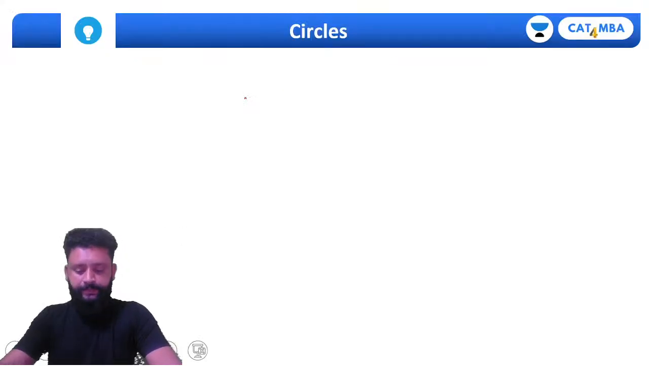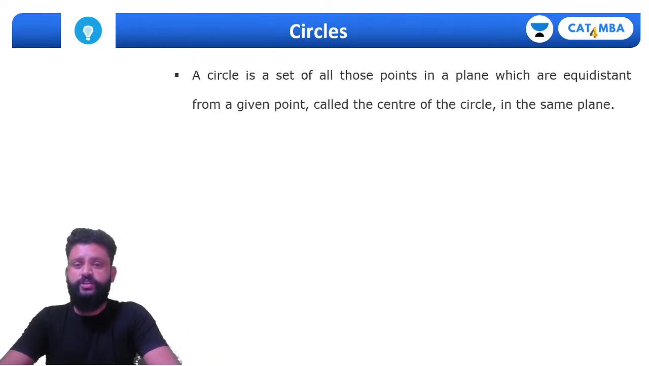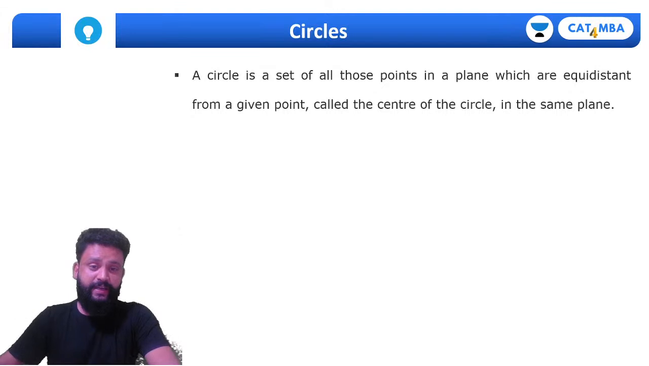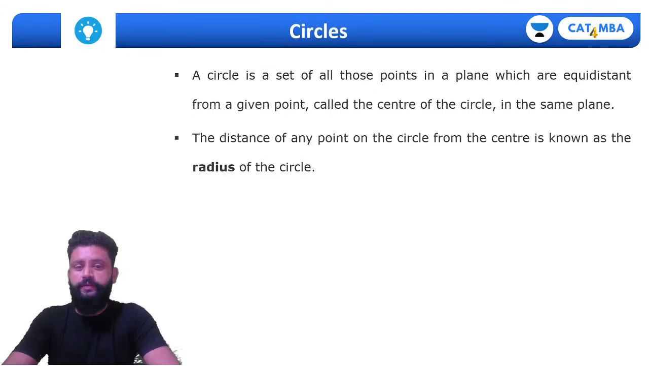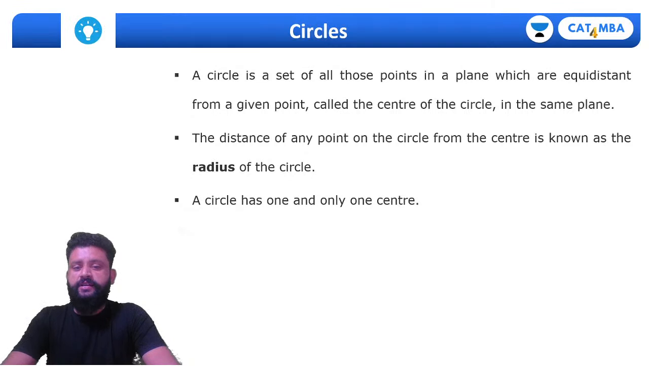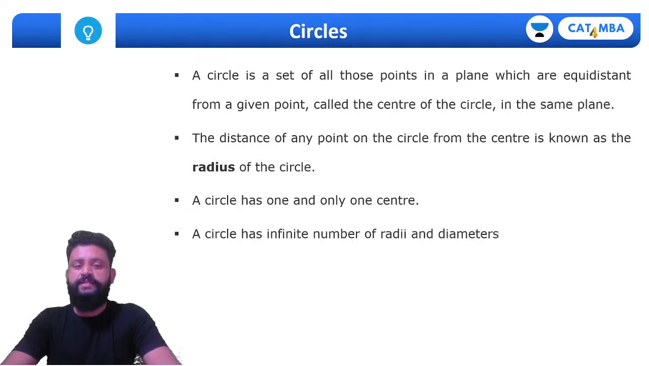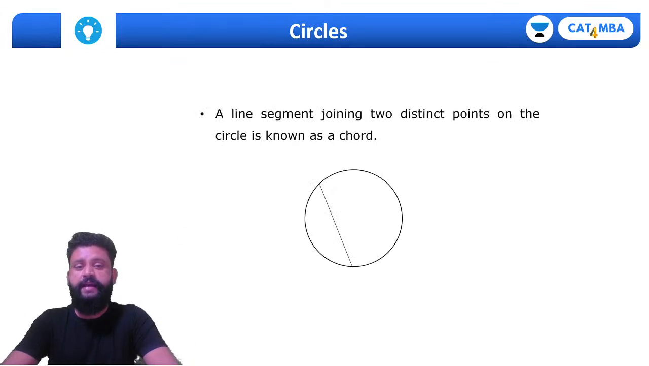So let's begin, guys. Let's start with the definitions of the circle. So circle का definition most of the student ने अपने schooling time में ये definition पढ़ा हुआ है सबने. A circle is a set of all those points in a plane which are equidistant from a given point, and that point is nothing but the center of the circle, right? Then so these are the very basics. You know what is radius, and circle has one and only one center. Then circle has infinite number of radii as well as diameters.